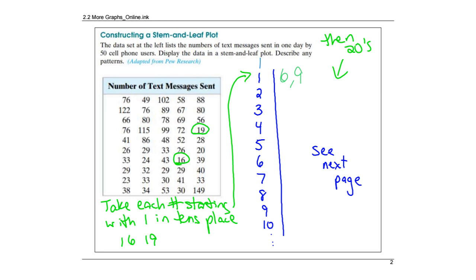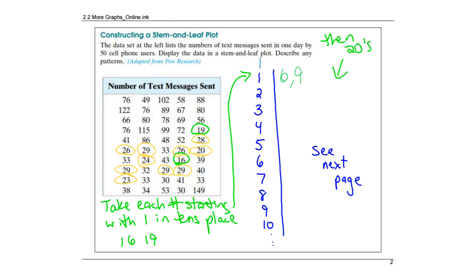Okay, let's look at the next one. Now we want the 20s. So let's see, I have 26, 29, 23. Ooh, I have a lot. 24, 29, 29 again, 29 again, 26. Oh my goodness, there's lots of 2s. 28, 20. Whew, I think that's it.